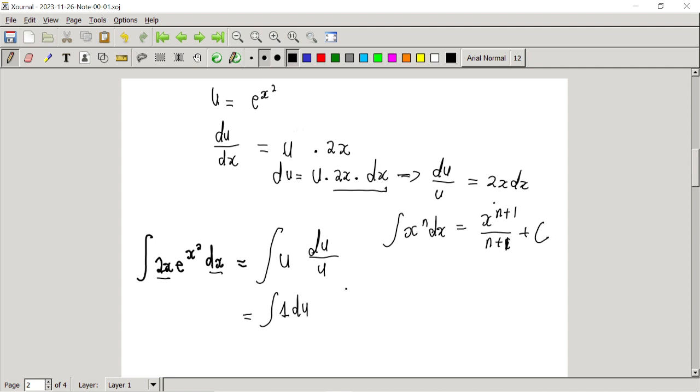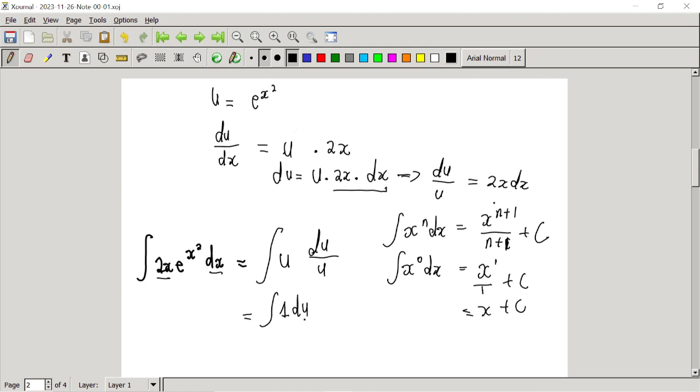So here, 1 is the same as x to the power of 0. So when we integrate this, it is the same as x to the power of 0 plus 1. 0 plus 1 is what? It is 1, plus c. So this is equivalent to x plus c.